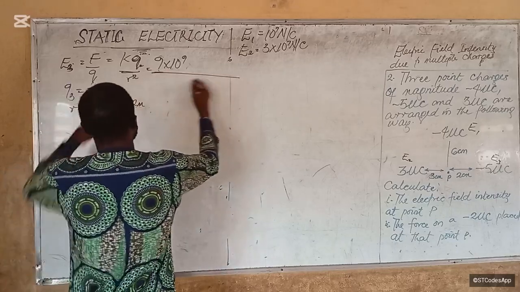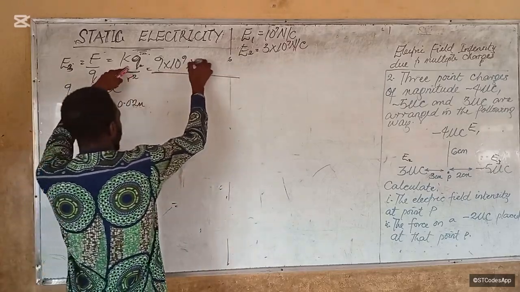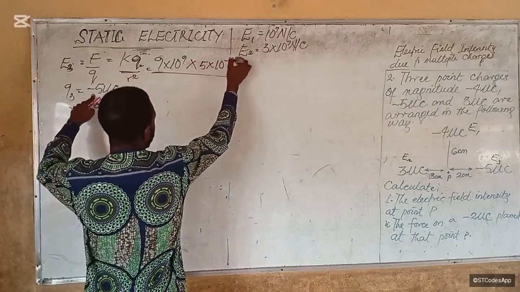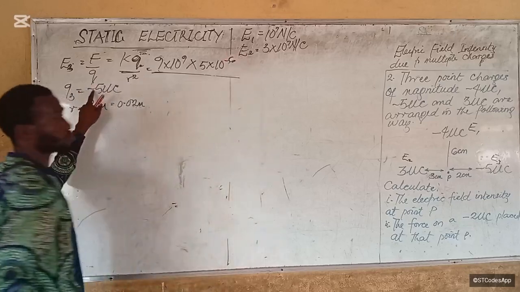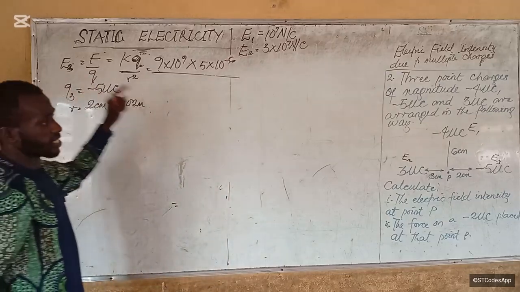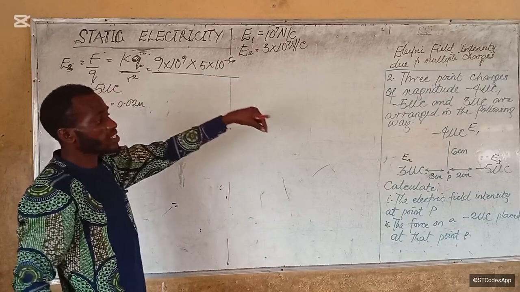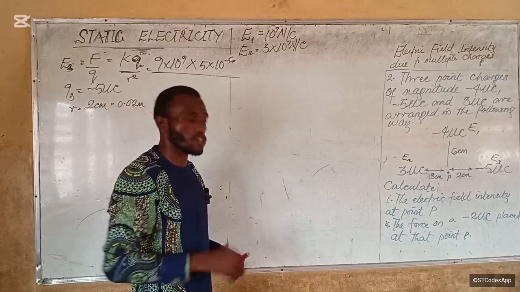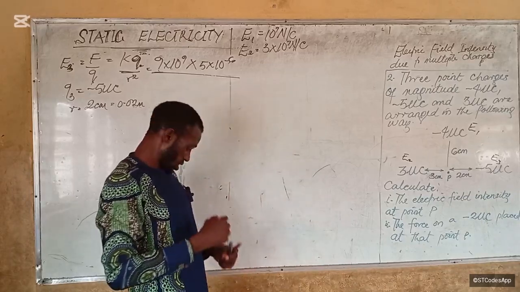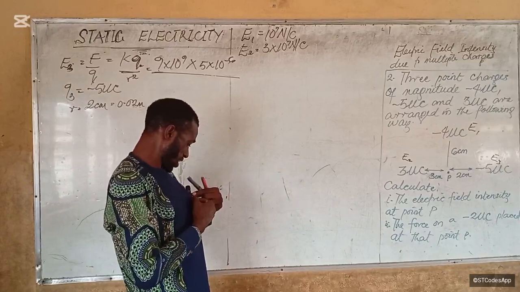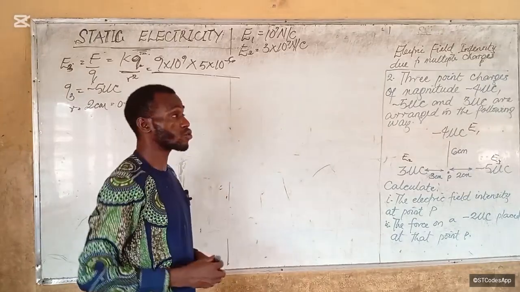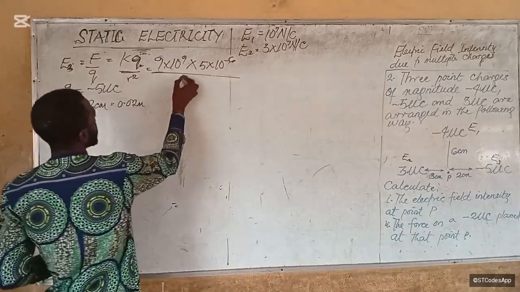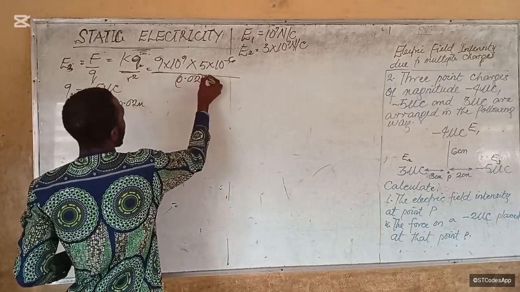So as we have this formula, 9 times 10 to the power 9 times, what is this? The charge, 5 times 10 to the power minus 6. Remember, I told you this minus will not affect it yet. It is when we want to determine the resultant electric field intensity, because there are 3 charges here, that we need to calculate there. So it is at that time that this minus has a role to play in our equation. So what do we have here? The distance apart is 0.02, all squared.